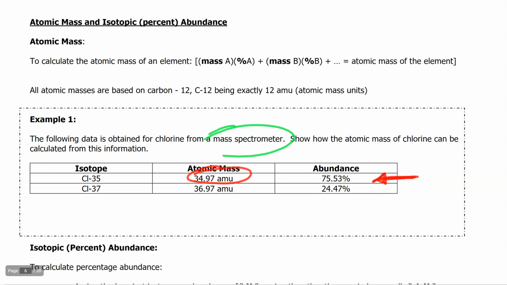So in this case, 75.53% of our sample weighs 34.97, and 24.47% of our sample weighs 36.97. Now, again, IB likes to talk about a mass spectrometer, but that's not a device that we're going to be able to have in a high school or probably most educational settings outside of a college environment.